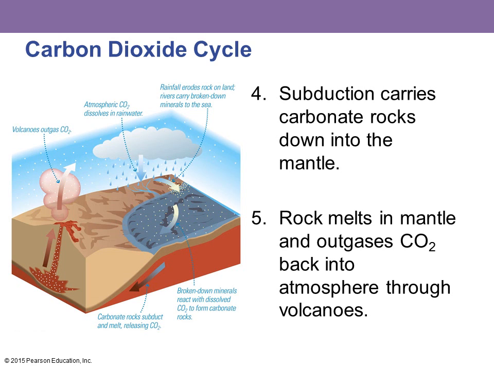So let's say we have all of these sedimentary rocks which have formed on an ocean bottom. Step 4 shows that subduction carries the carbonate rocks down into the mantle. And then, number 5, the rock melts in the mantle and outgasses carbon dioxide, which comes back into the atmosphere through volcanic action. So we're looking at the diagram on page 200.